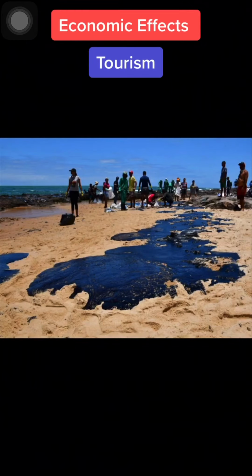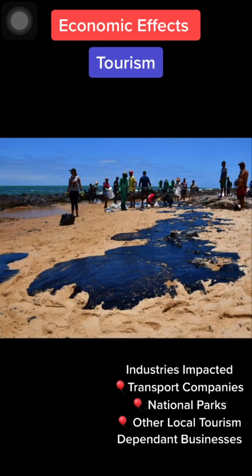However, more long-term and damaging economic impacts can occur when public perception of prolonged and wide-scale pollution remains long after the oil has gone. Places such as transport companies, national parks, and other local tourism-dependent businesses could be affected.